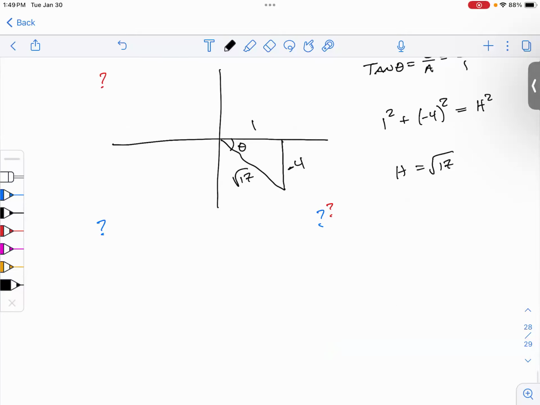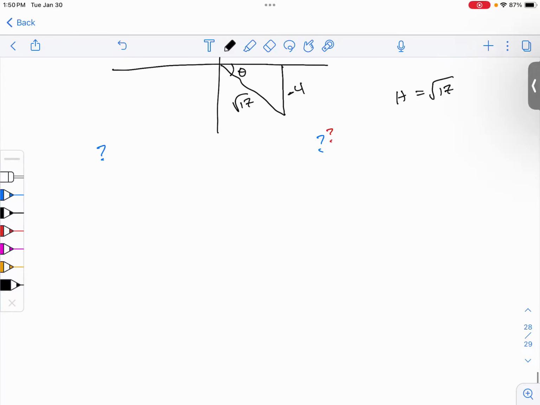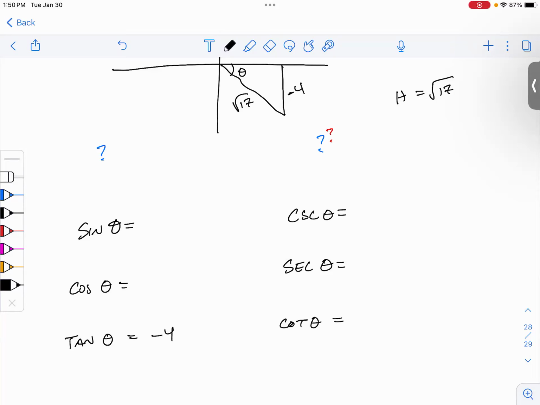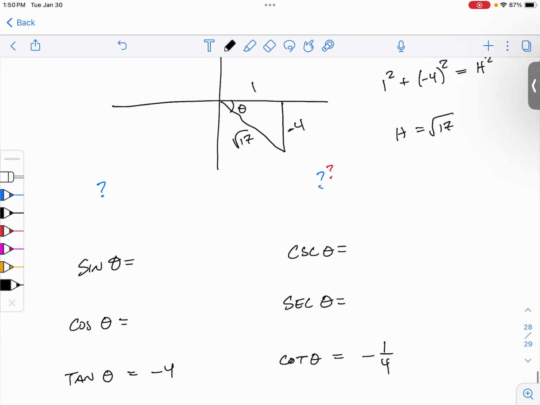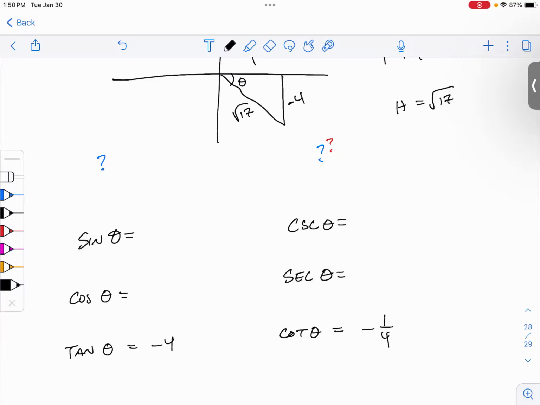And then once I have that, I can find all my remaining trigonometric functions. And of course, the reciprocal of cotangent, that's the easiest one. And for the rest of them, I just need to use my triangle: opposite over hypotenuse, adjacent over hypotenuse, and flip.